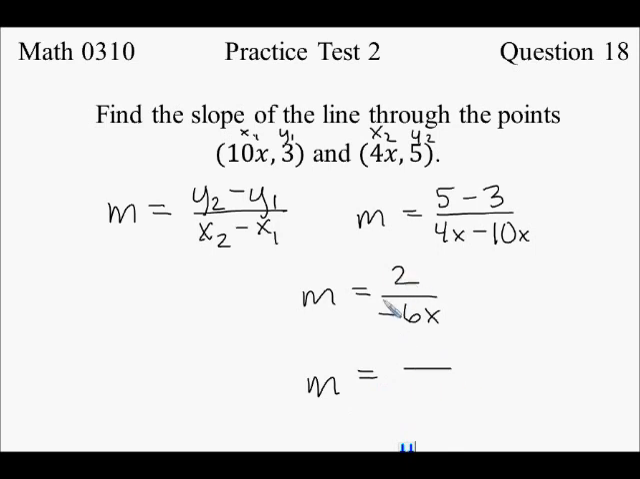Meaning if we divide by 2 on the top, we get a 1. If we divide by 2 on the bottom, we get a 3 there instead of a 6. And so we can see that m equals 1 over negative 3x, and our answer there is the same as choice A.